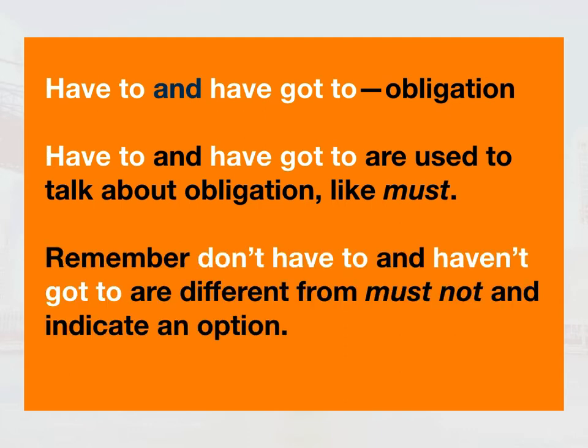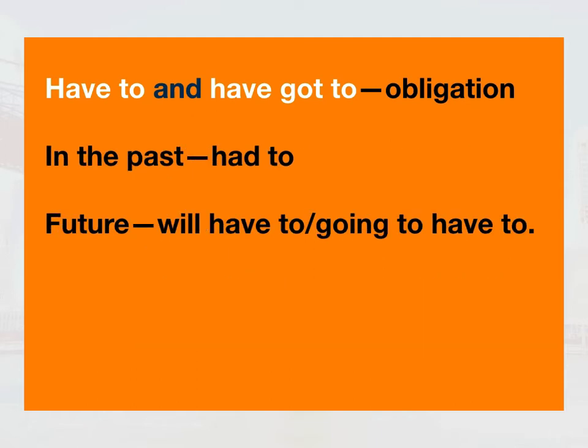So, remember that don't have to and haven't got to are different from must not and indicate an option. We'll look at an example of that. So, looking at using have to and have got to talk about obligation, when we go into the past, we must use had to. When we go to the future, will have to, going to have to. Let's look at some examples.